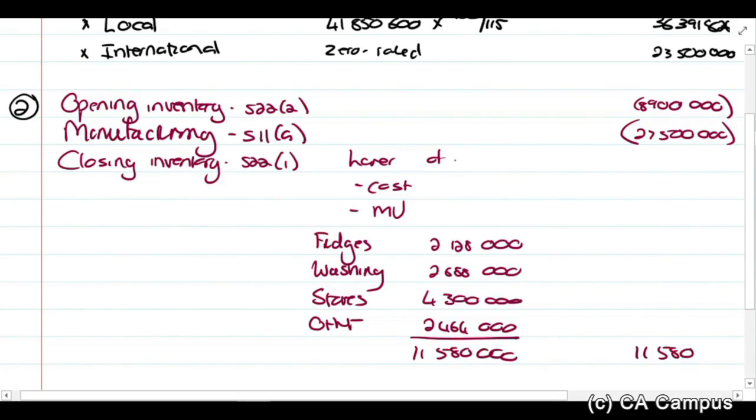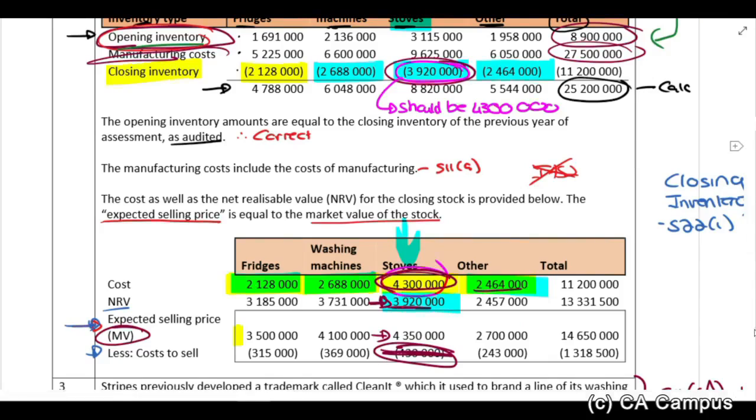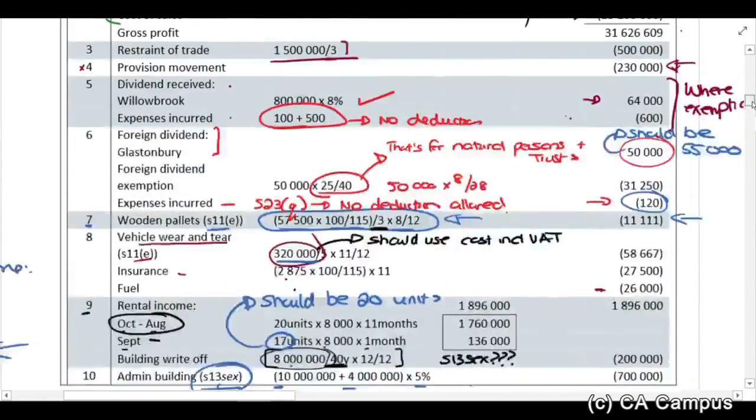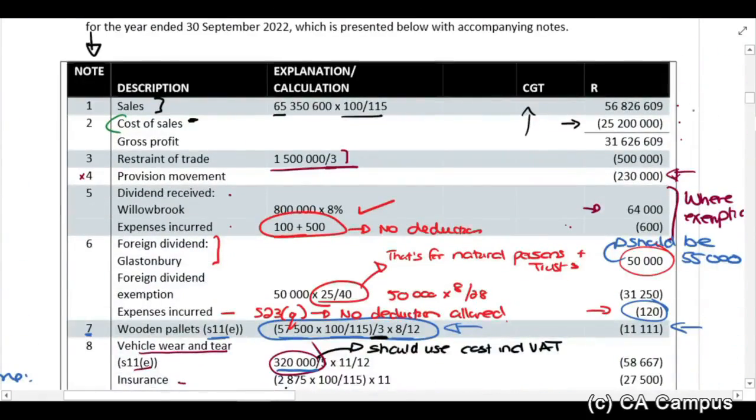Right, and that amount would be added back. So again, for those of you who are following along, just go and compare that to what we have done over there.